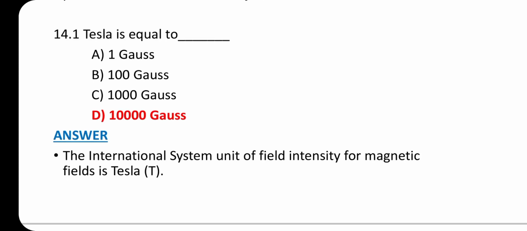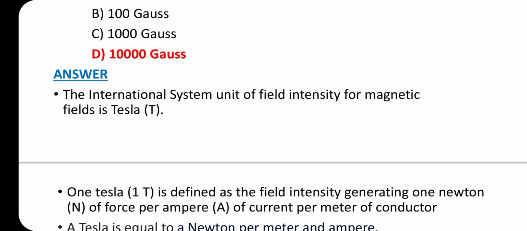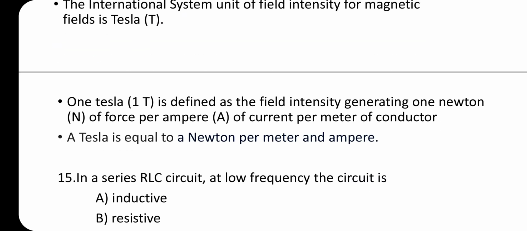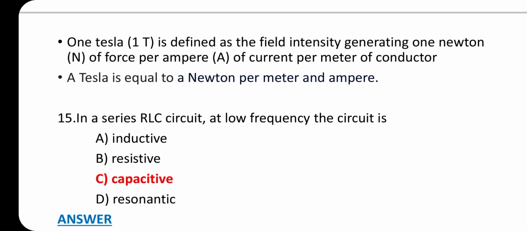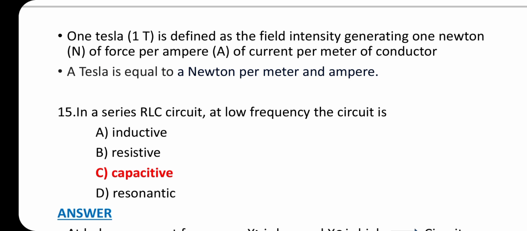Question number 14. Tesla is equal to, option D, 10,000 Gauss. The international system unit of field intensity for a magnetic field is the Tesla, T. 1 Tesla is defined as the field intensity generating 1 Newton of force per ampere of current per meter of conductor. A Tesla is equal to a Newton per meter and ampere.